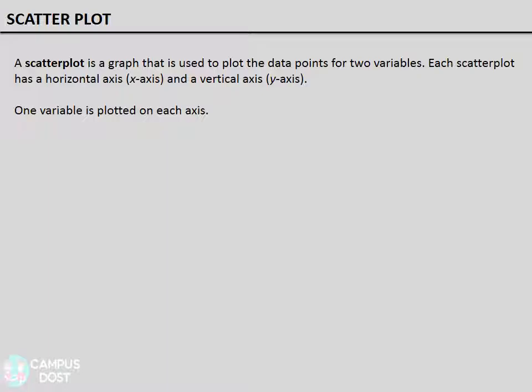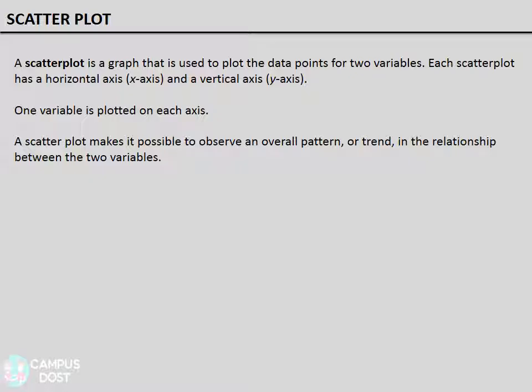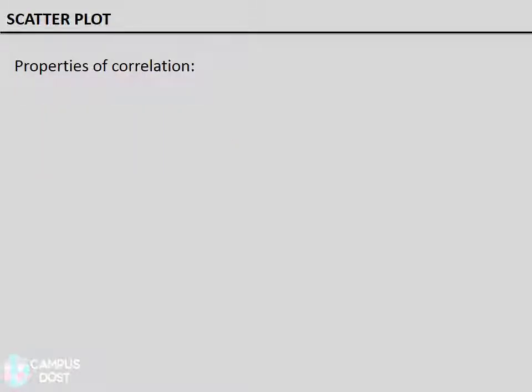One variable is plotted on each axis. Scatter plots are made up of marks. Each mark represents one study participant measured on the variables that are on the x-axis or y-axis of the scatter plot. A scatter plot makes it possible to observe an overall pattern or trend in the relationship between the two variables. So here are the properties of correlation, which are strength and direction.